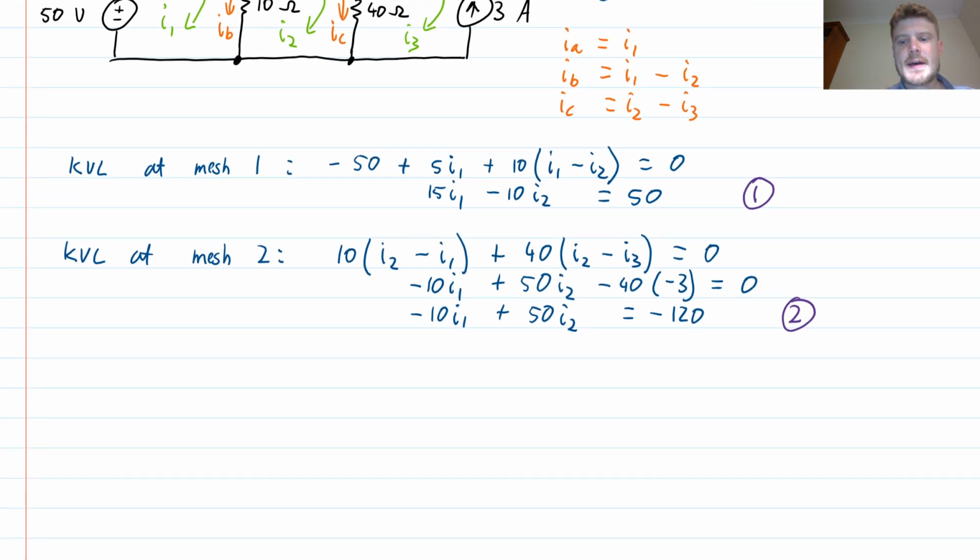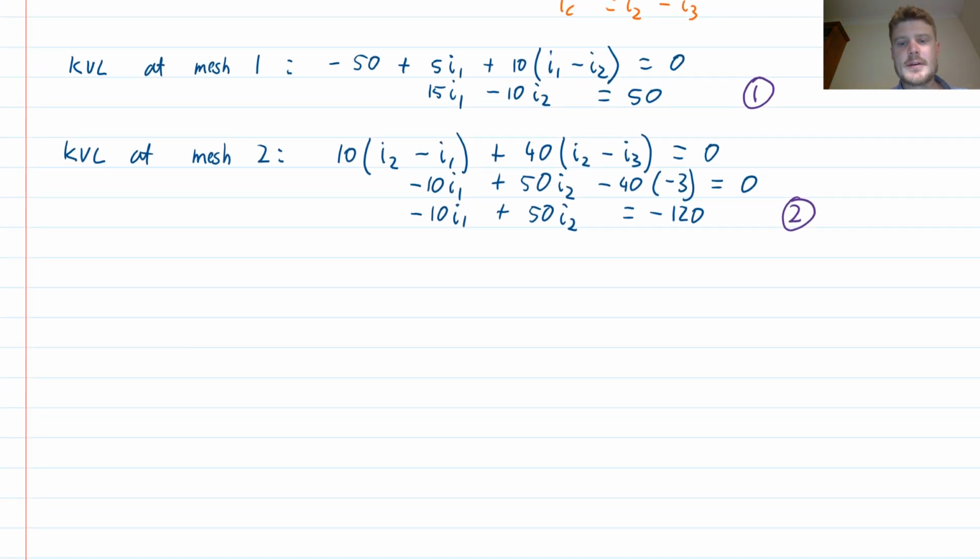I will write this as an augmented matrix so that I can solve it using Gaussian elimination. As an augmented matrix, I read off my coefficients, which are 15, minus 10, and 50. This is coming from equation number 1. And from equation number 2, I will get a minus 10, a 50, and a minus 120.